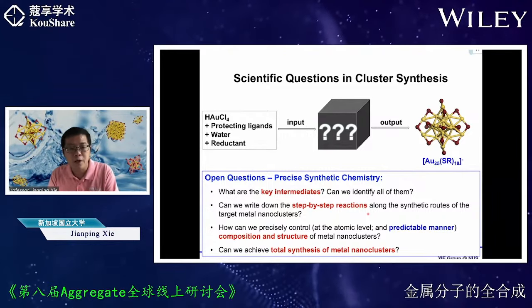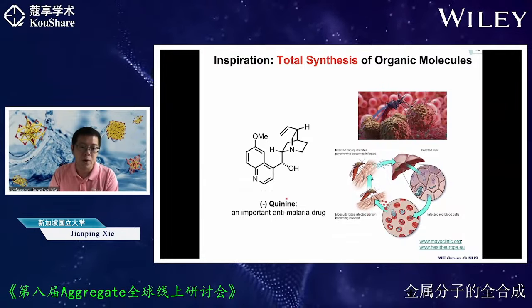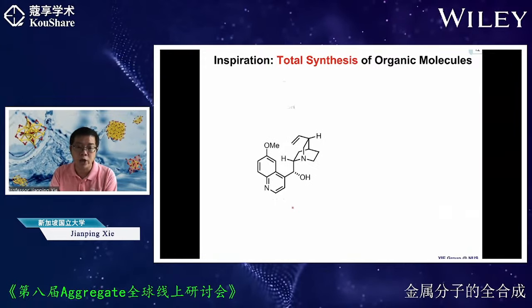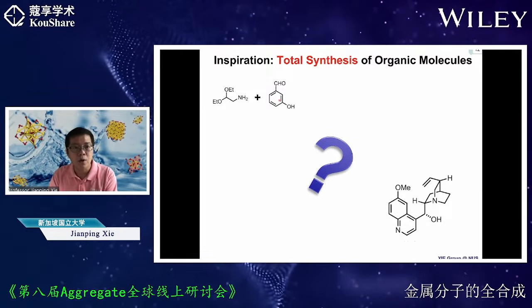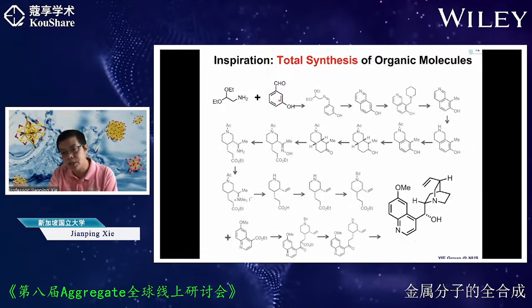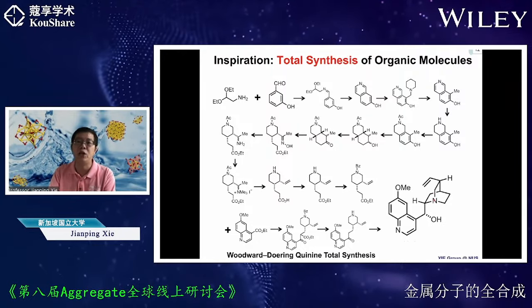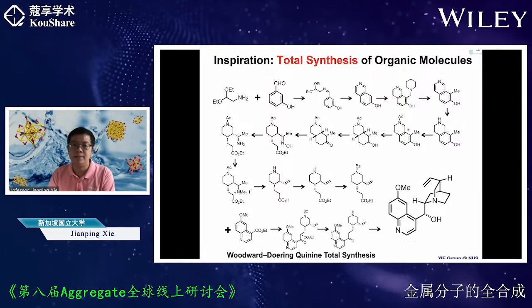Actually, the idea of total synthesis got inspiration from organic chemistry. It is a very powerful concept, so I will give you one example. This is quinine, a very important drug. It is a complicated molecule, but in organic chemistry we can use very simple precursors and then design more than 20 steps to precisely synthesize this particular molecule. And we can also know each of these steps.